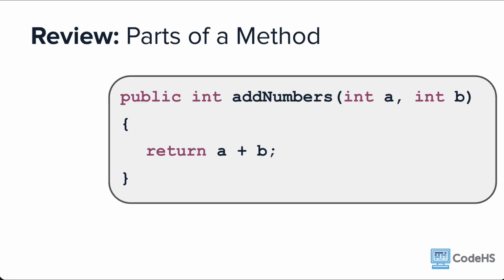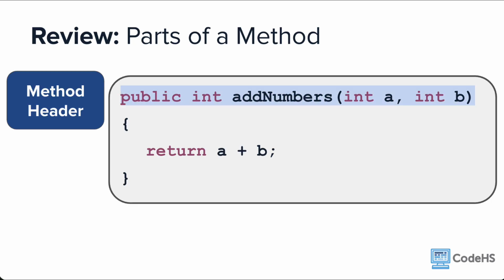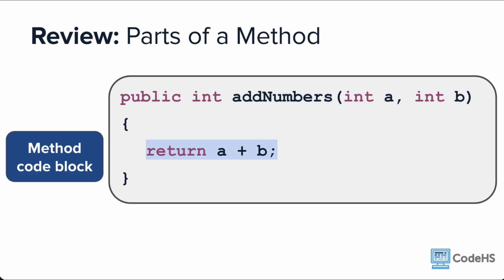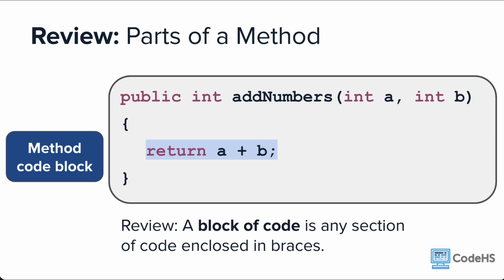Before getting into writing methods, let's review the parts of a method. The first line of code is the method header. We'll walk through the specifics of the header in a moment. The second part of the method is the method code block, or body of a method. As a review, a block of code is any section of code enclosed in curly brackets. The method code block has all the code that will run when the method is called.